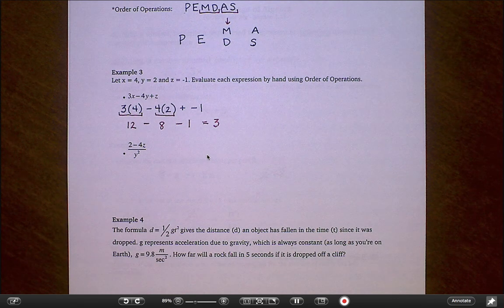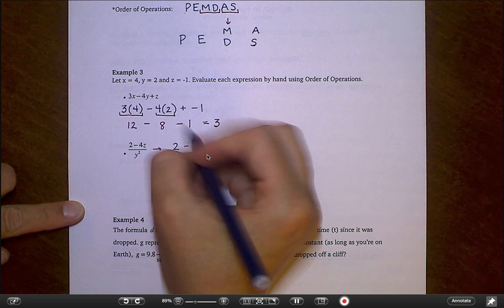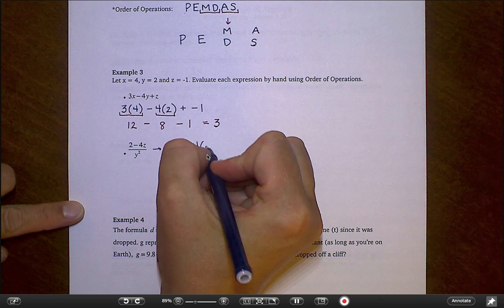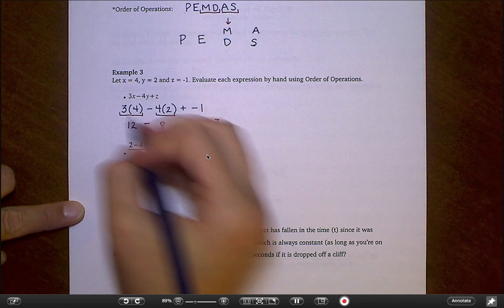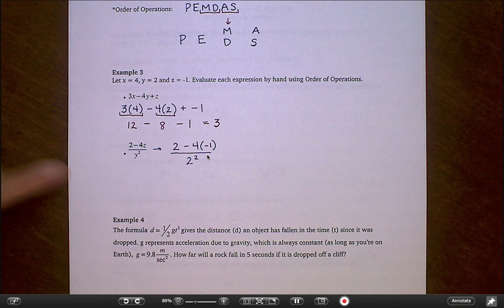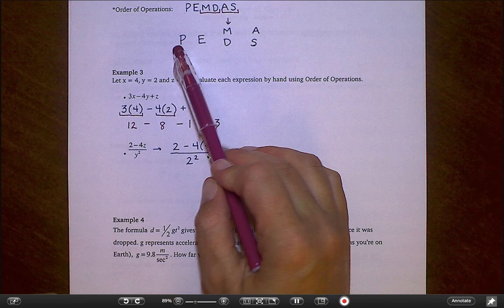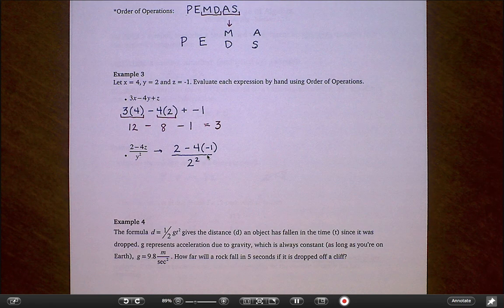Okay, next one gets a little more complicated. So let's see, 2 minus 4z. So I'm going to write this as 2 minus 4 times negative 1, okay, over y squared. So that would be 2 squared. Okay, a couple of things to cover here. First of all, remember when I referred to this P, technically in this acronym it stands for parentheses, but that also includes any sort of grouping.